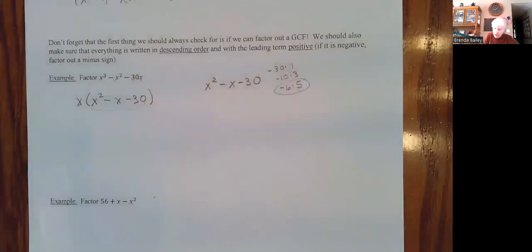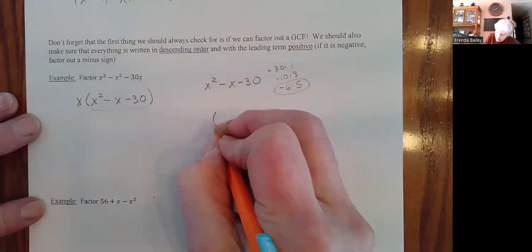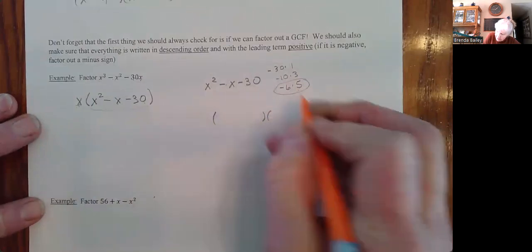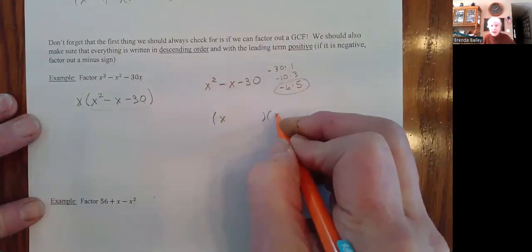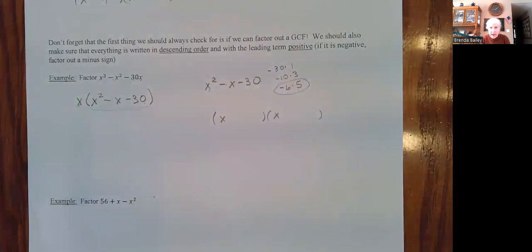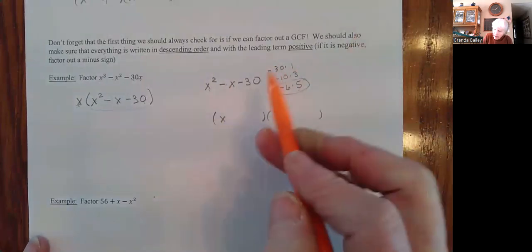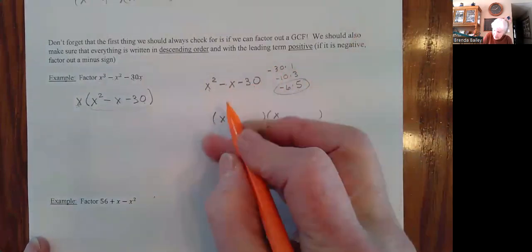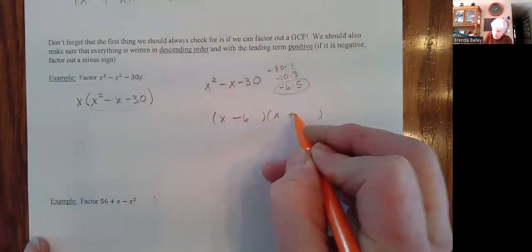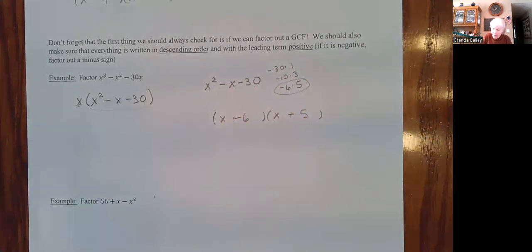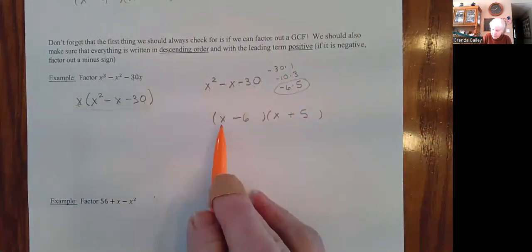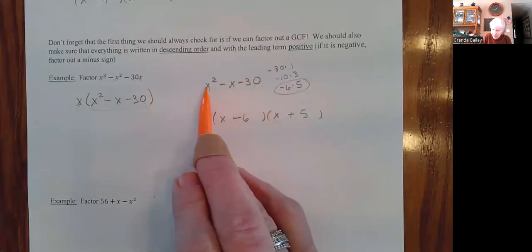So multiplied. So we set up our parentheses. x times x gives you x squared. And so we have that. And then we have the -6 and the +5. Let's double check and make sure that we come back to the original. The first times the first is x squared.